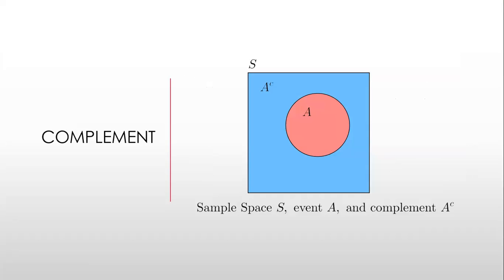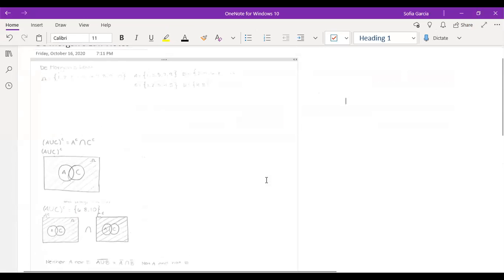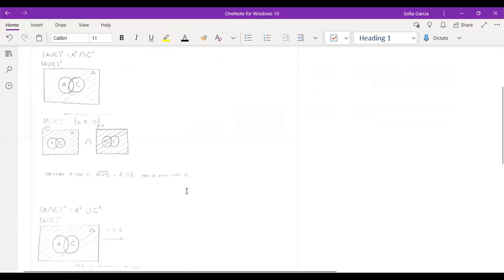The complement is simply an event that occurs when the other does not. The shaded region is the complement of the unshaded region, because what happens in the unshaded region does not happen in the shaded region. The next couple of slides will give more clarity.